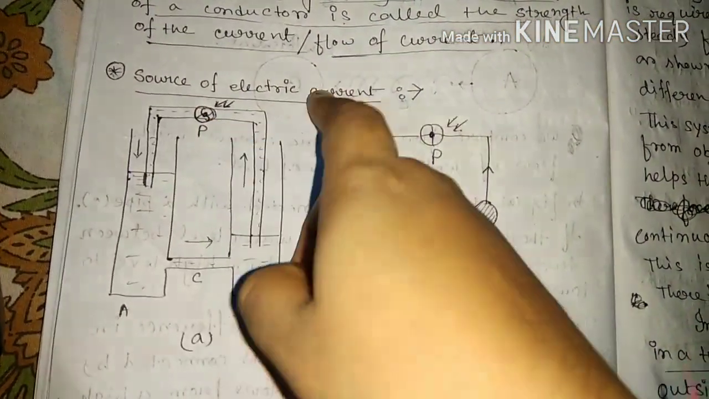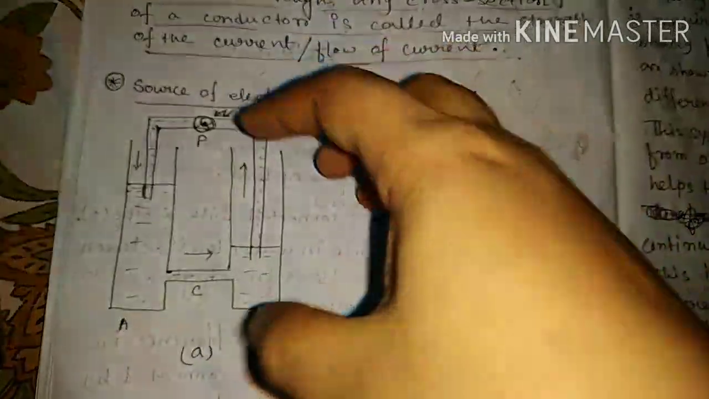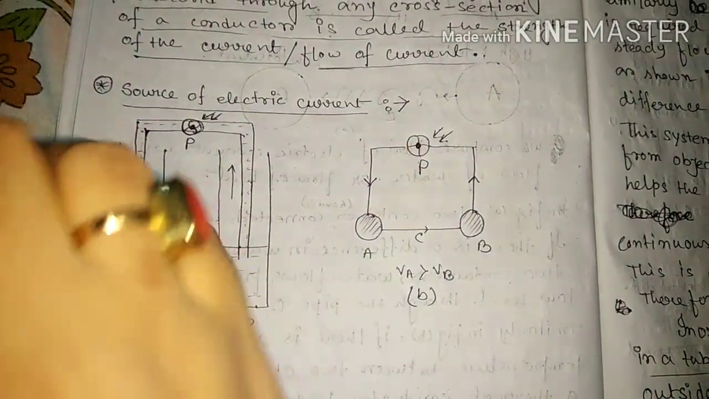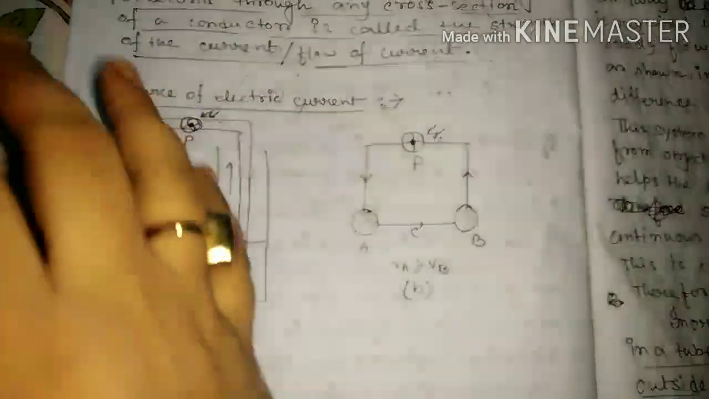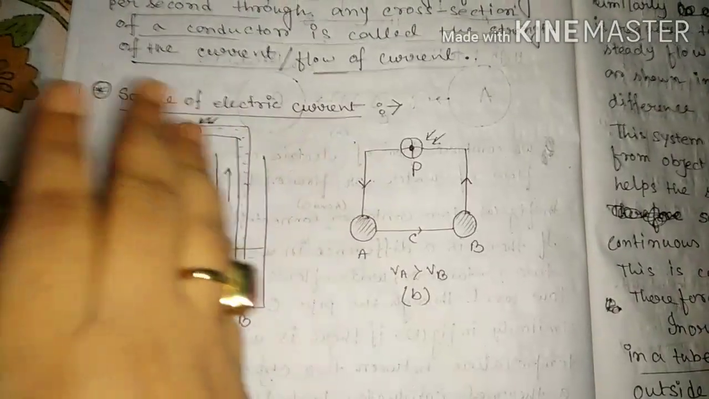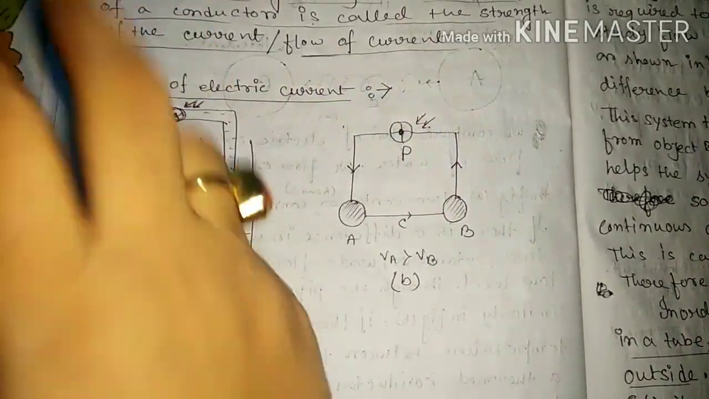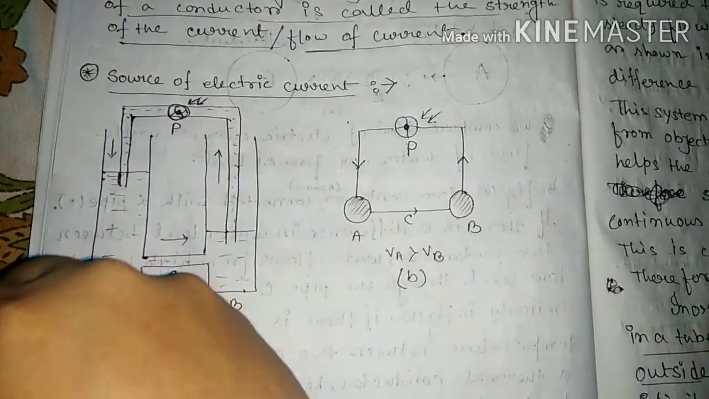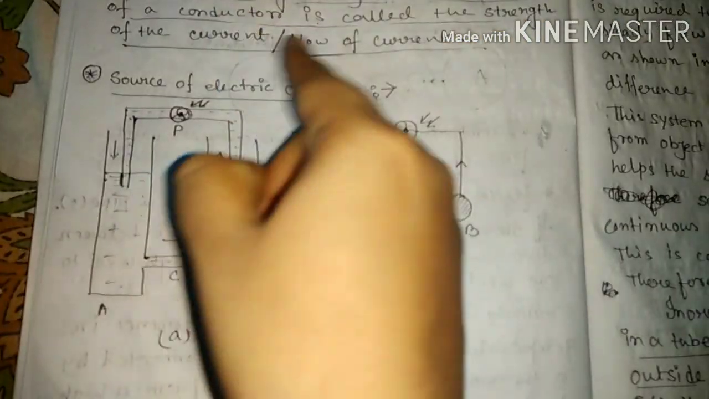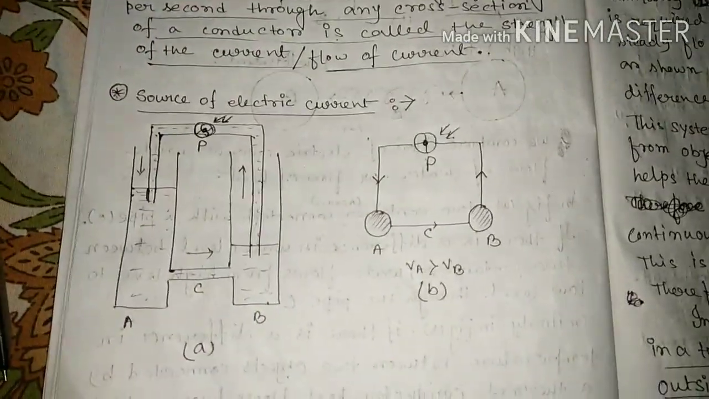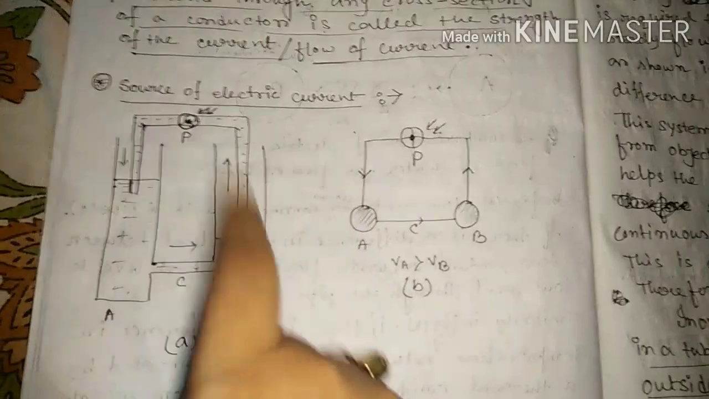That's why we connect the pump. This pump continuously sends the water from B to A. So the water levels in both containers are never equal to each other at any time, and this pump needs energy from outside to run. That external energy which runs this pump is a source of water flow. Understand, that is a source of water flow.